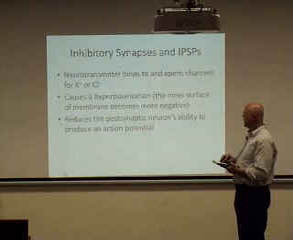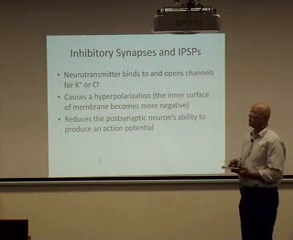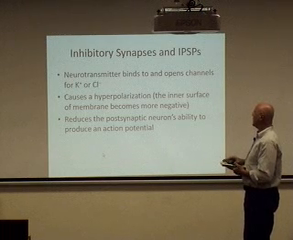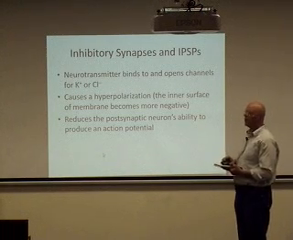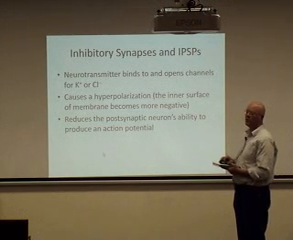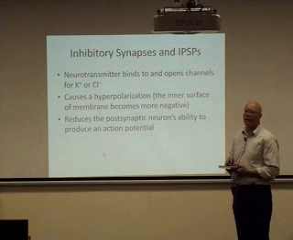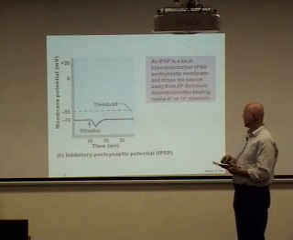The opposite side of that is an inhibitory synapse, or inhibitory neurotransmitters, or IPSPs. In this case, I have an inhibitory neurotransmitter. It's opening channels for potassium and chloride, and this is causing a hyperpolarization. It's causing the membrane of that neuron to become more negative, and it moves the neuron away from threshold.